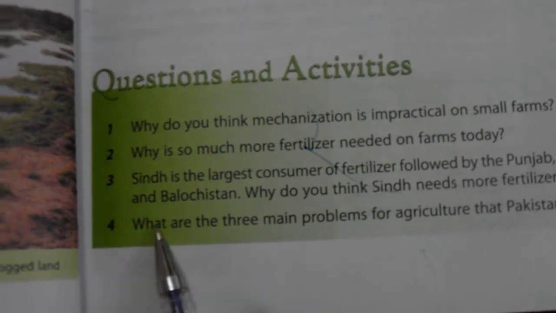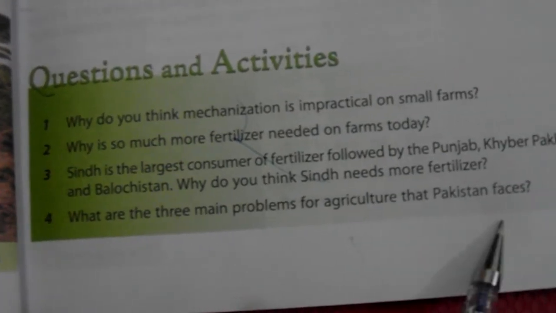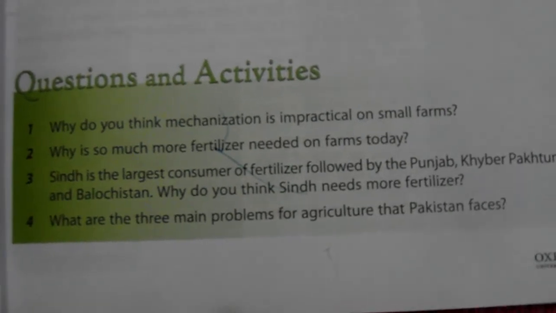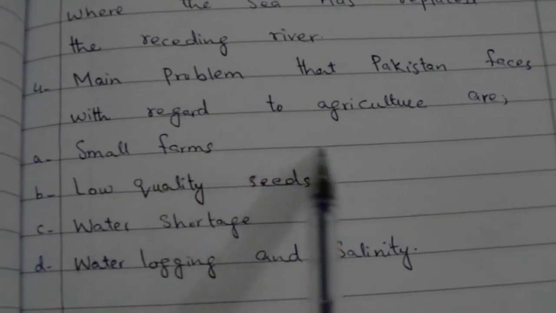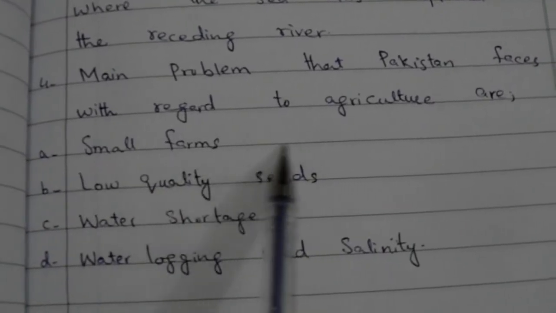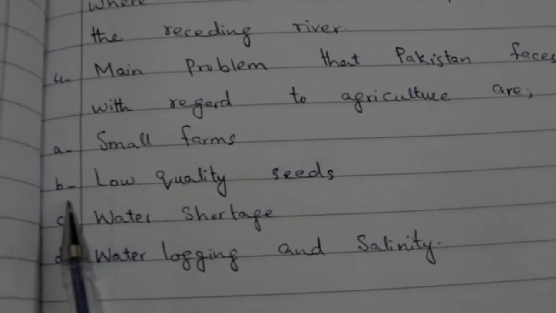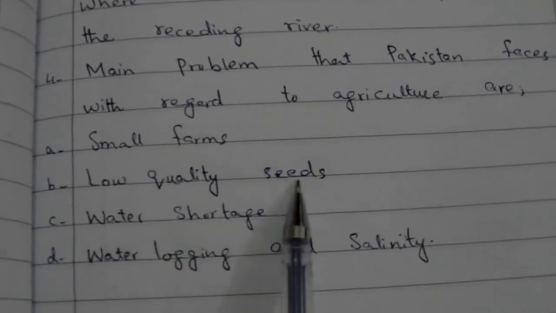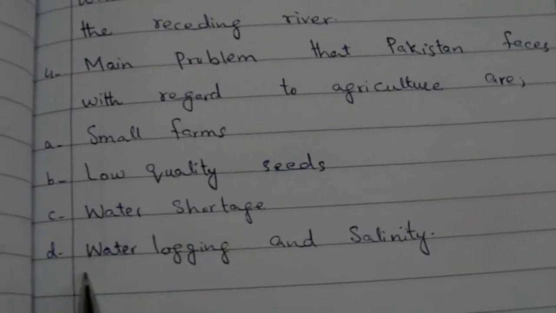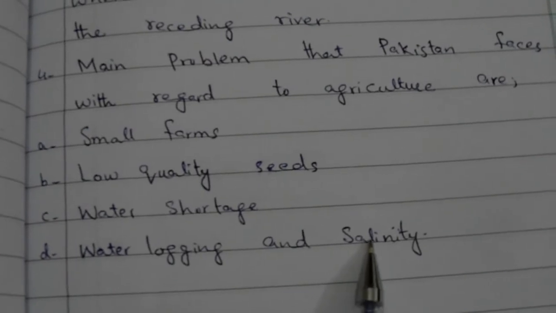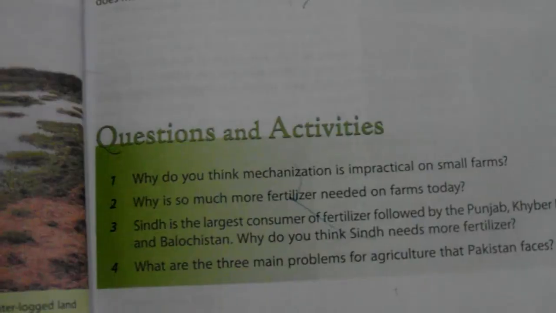Question number 4. What are the 3 main problems for agriculture that Pakistan faces? And its answer is, main problems that Pakistan faces with regard to agriculture are, number 1, small farms, number 2, low quality seeds, number 3, water shortage, number 4, waterlogging and salinity. This is the answer of question number 4.